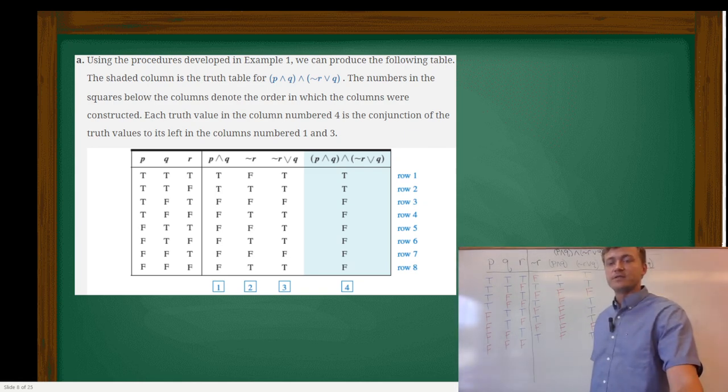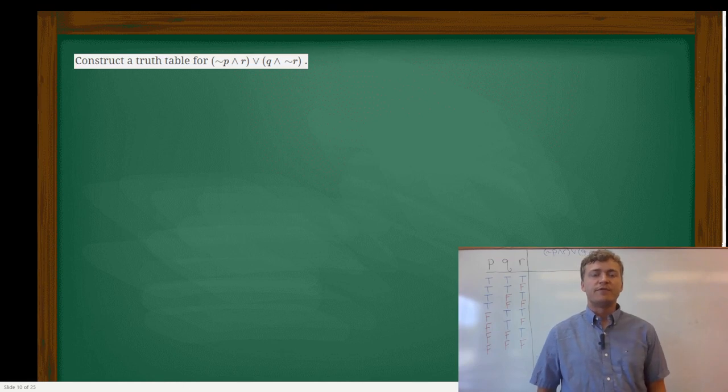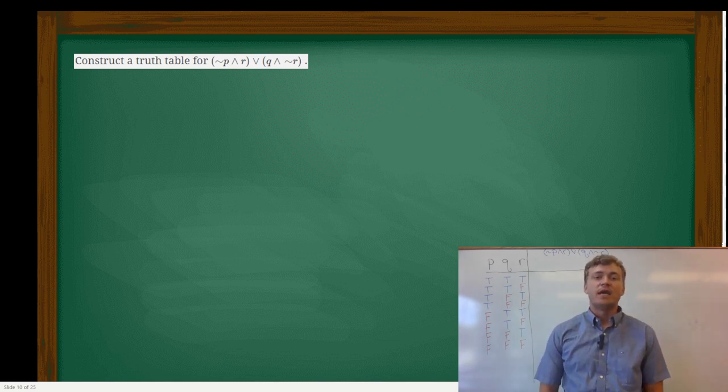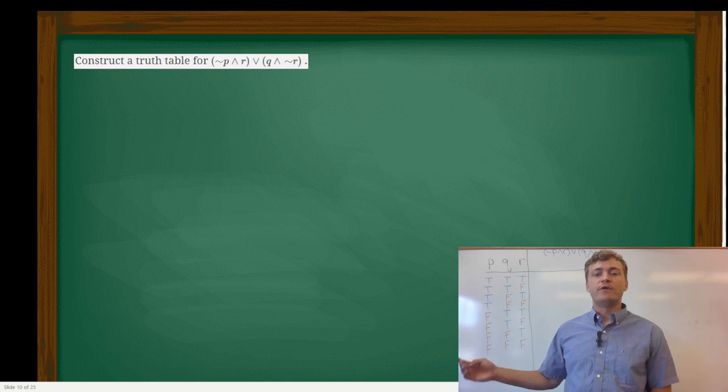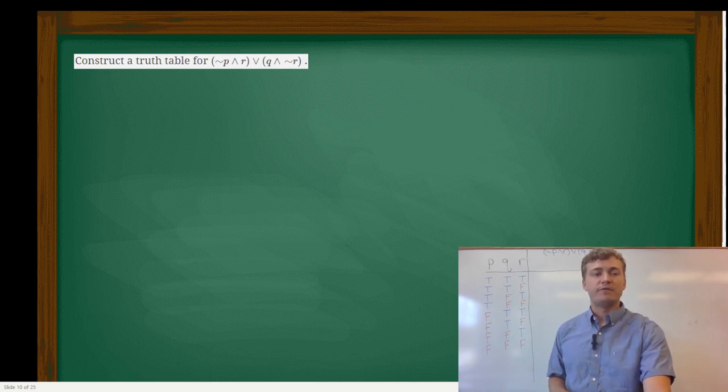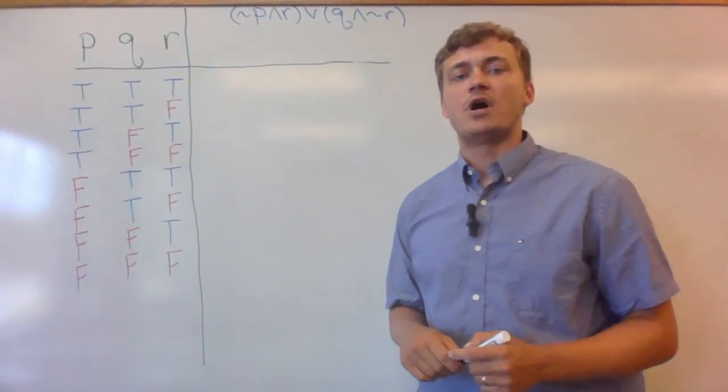We'll look to construct a truth table for the following statement. Here we have not P and R, or Q and not R. Once again, we will use our eight rows for our three simple statements, and we'll have four truths, four falses for P, alternating two truths, two falses for Q, and then alternating true, false, true, false for R. We have not P and not R within this statement, so it would benefit us to go ahead and find those two columns to work with.